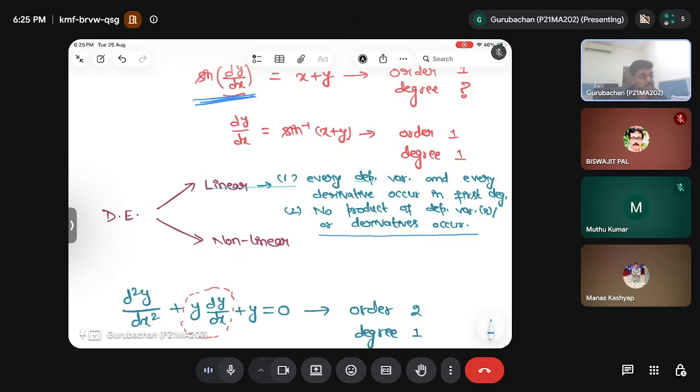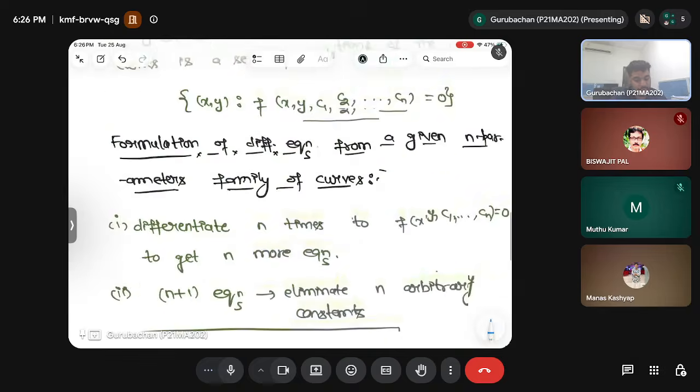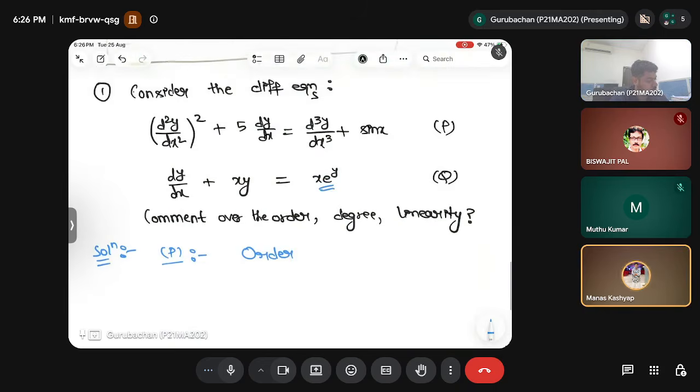There is a condition: no product of dependent variables. y square, y cube, y to the power 4 can also not occur. This is not a linear differential equation in that scenario. Okay, now tell me.